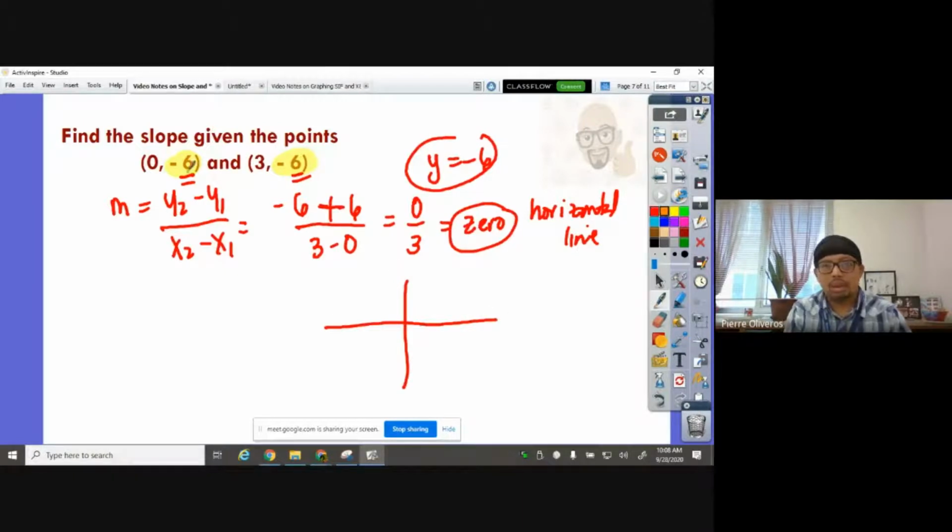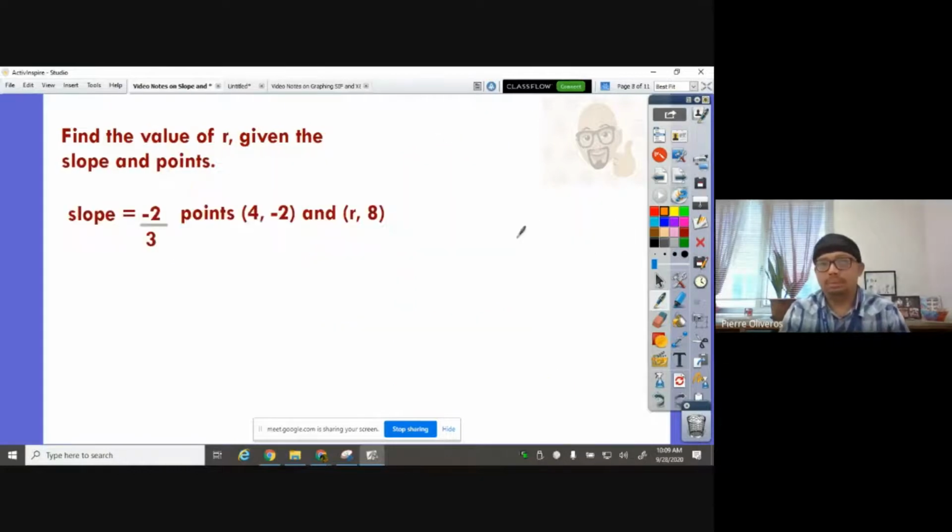So let's graph it. (0, -6), 1, 2, 3, 4, 5, -6. 1, 2, 3, -6 is somewhere right here. And when you connect them, it's a horizontal line. There you go. This is the equation of y equals -6, or the slope is 0. So let's move on now.